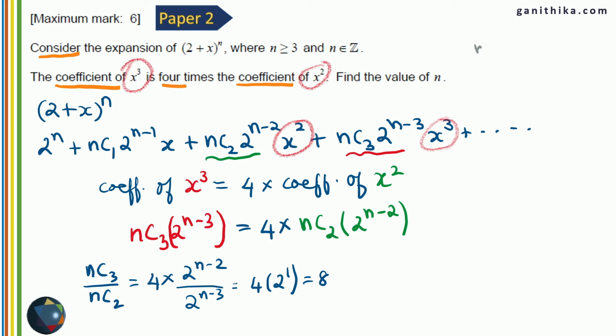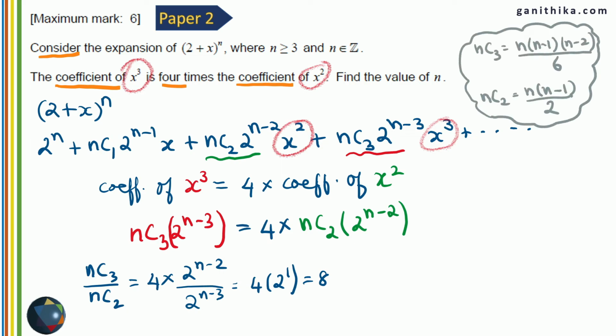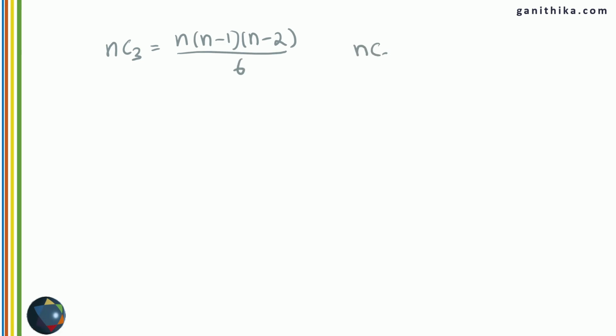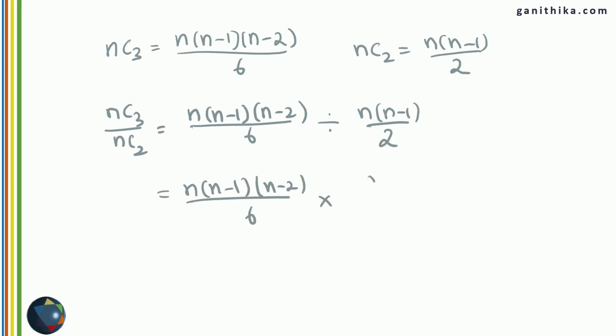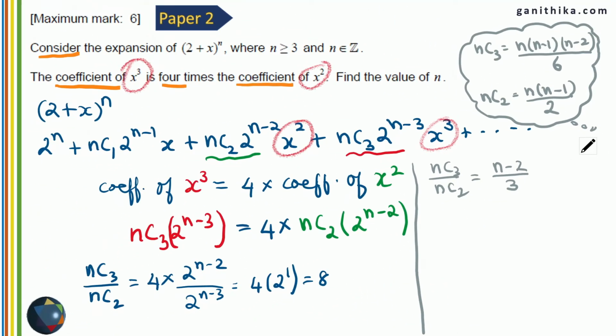You can use the formulas for nC3 and nC2 because you are higher level students, you know these formulas. And simplifying nC3 over nC2 using these expressions, it will be equal to n minus 2 over 3. I'm going to show you the solution quickly. nC3 is this much, nC2 is this much, and dividing one by the other, you will reciprocate the second term and multiply and cancel the common terms like this, and therefore you are left over with n minus 2 over 3.